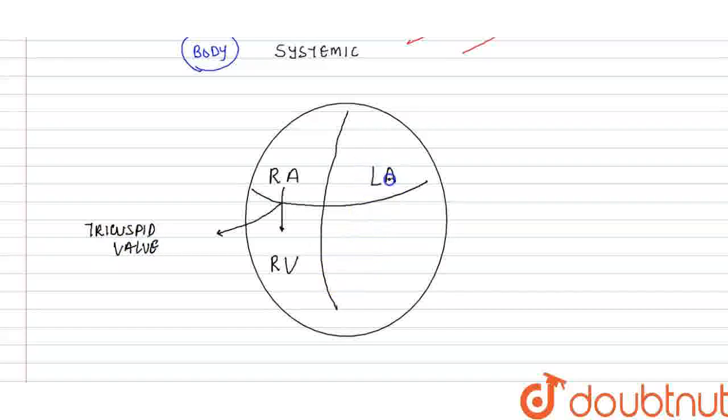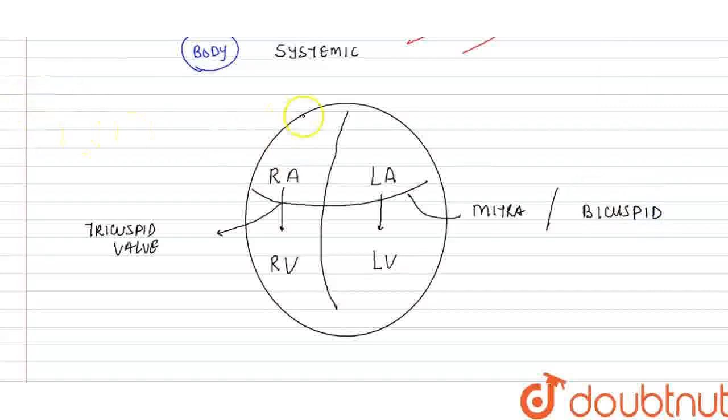Then the left auricle receives the blood from the pulmonary vein, and it is pumped into the left ventricle with the help of the mitral or the bicuspid valve. Let me write it down neatly: bicuspid valve. Now what happens? We all know that the pacemaker of the heart is the SA node.